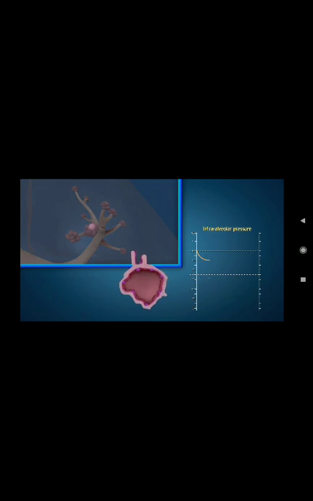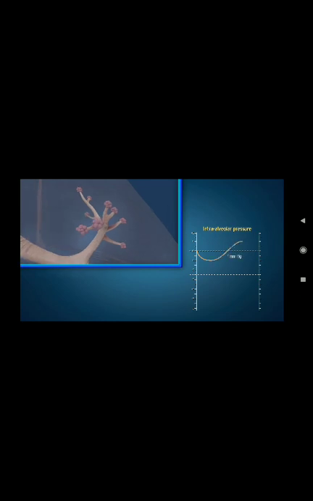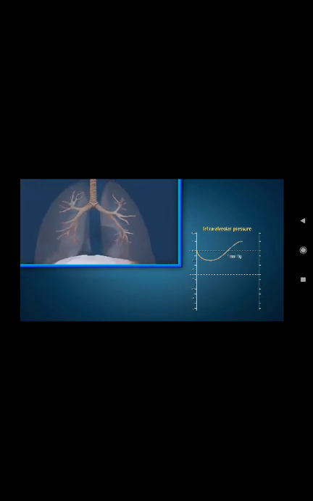During expiration, the air flows from the high pressure area, that is the alveoli, to the low pressure area, that is the nostrils, resulting in positive alveolar pressure of 1 mm of mercury, forcing the inspired air to be expelled out of the lungs.